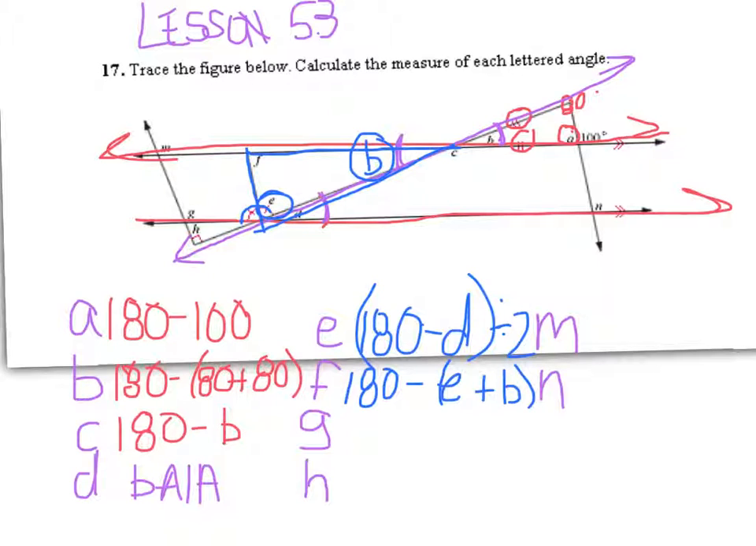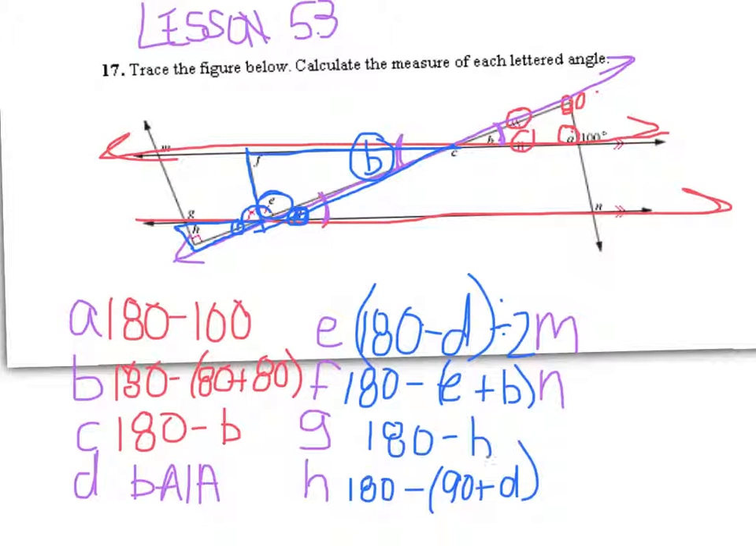It's easier to find H before finding G. H is 180 degrees minus, if you look at this triangle, the 90 degrees plus the vertical angle with D. Here's D, here's its vertical angle. So if you subtract those two, that will give you H. And then G is a linear pair with H.